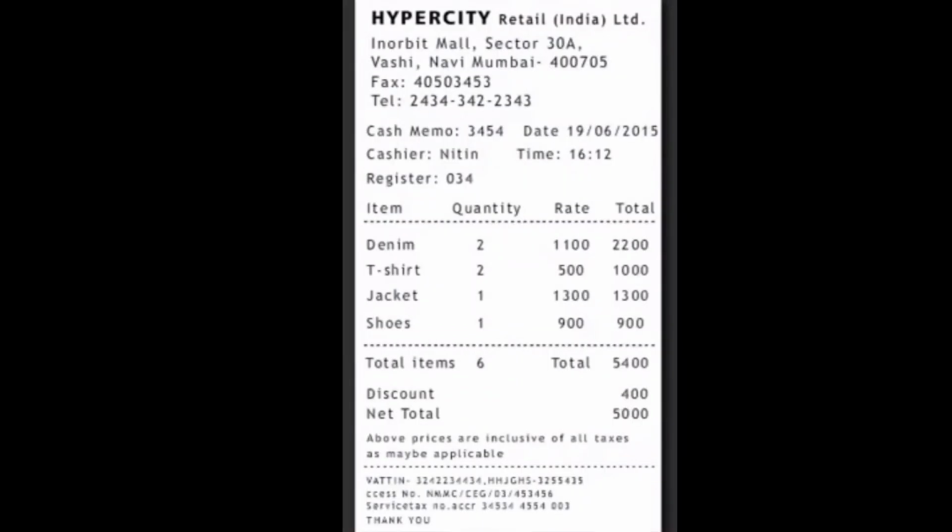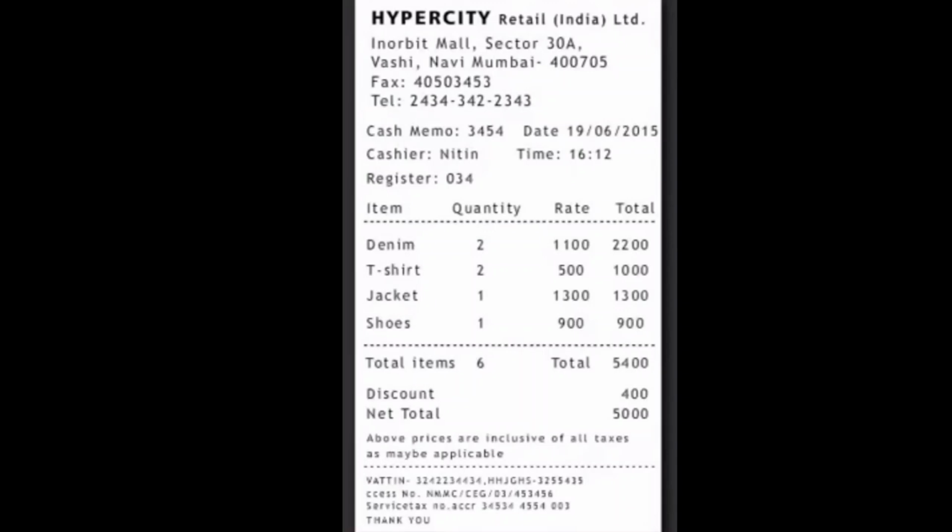Shopping bill. When we shop something from a shop, the service provider gives us this written statement, and this is very important to collect a bill from the service provider whenever you buy something, because this is a proof that you have paid money to the service provider.